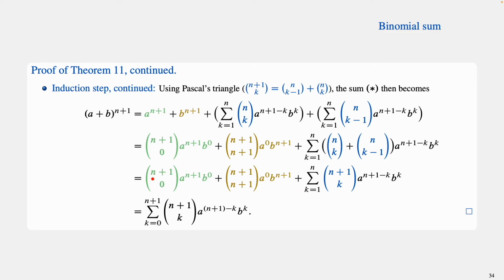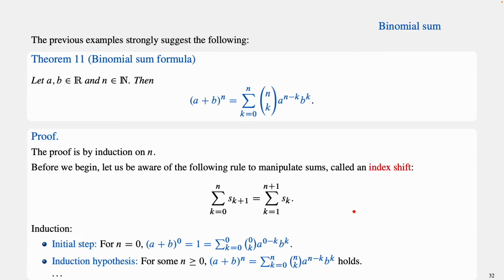So this becomes the summand for the summation index k equal to 0, and this becomes the summand for k equal to n plus 1, and I arrive at this formula here. The sum from k equal to 0 to n plus 1 of n plus 1 over k times a to the power of n plus 1 minus k times b to the power of k. And that is precisely the binomial formula, the required formula, where I have replaced n by n plus 1. So that's exactly what we wanted to have. And so our induction is complete, and we have proved the binomial formula here.